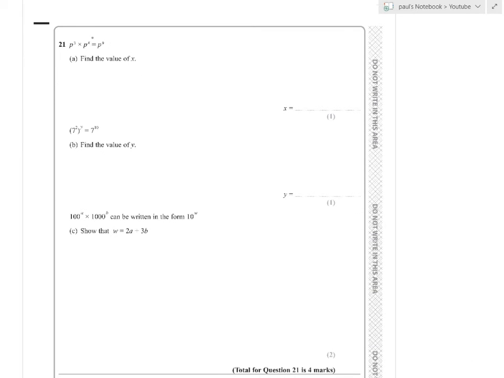P to the 3 times P to the X equals P to the 9, where you add these together, don't you, when you're doing that? So that will be P to the 6. So X equals 6.